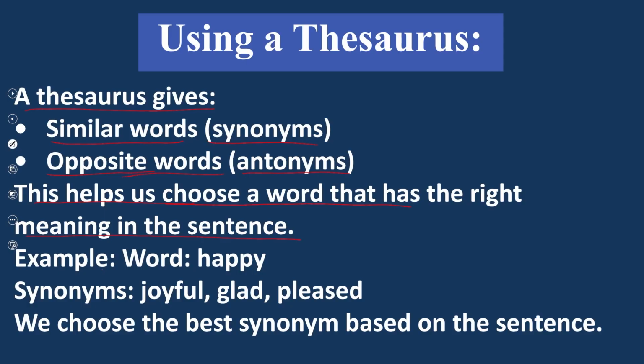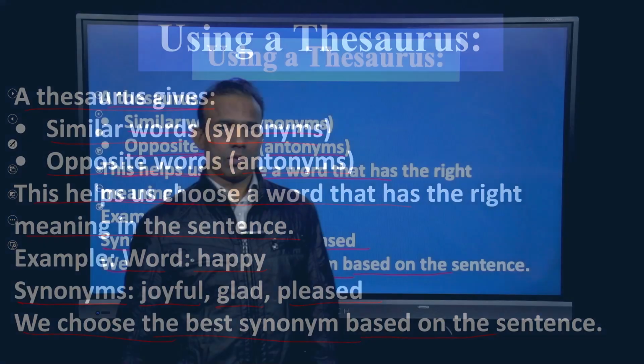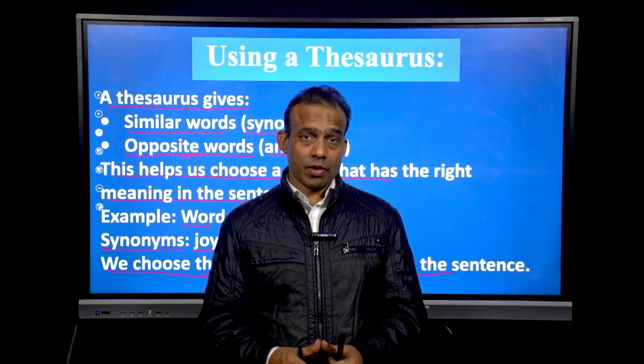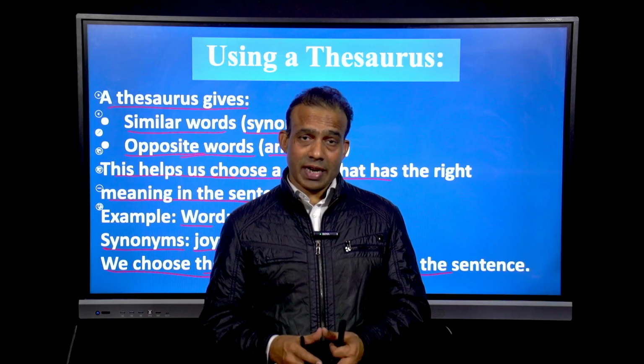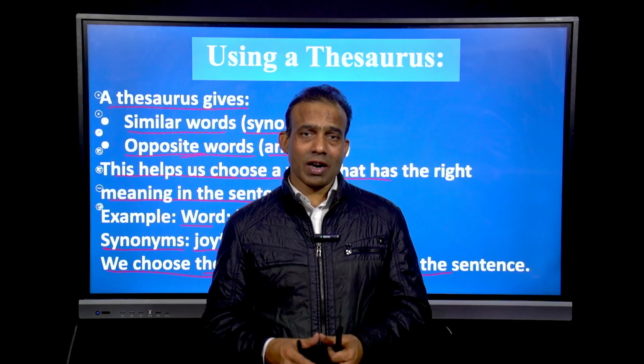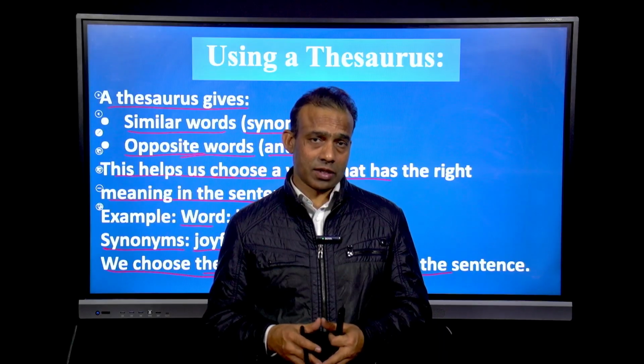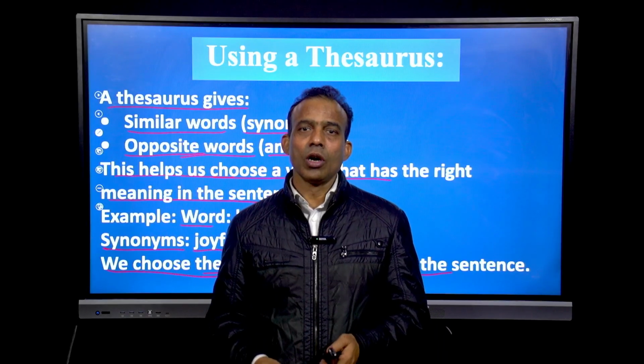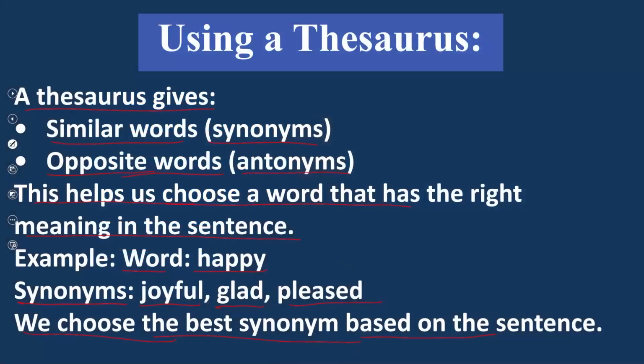Now look at the example. The word is happy, and if we look at the word happy in the thesaurus, we can get the synonym list: joyful, glad, pleased. We choose the best synonym based on the sentence, the same process. Now, dear students, after repeating the same thought in the dictionary and in the thesaurus, I hope you have learned this topic and this concept very clearly. Now, move to the next part.